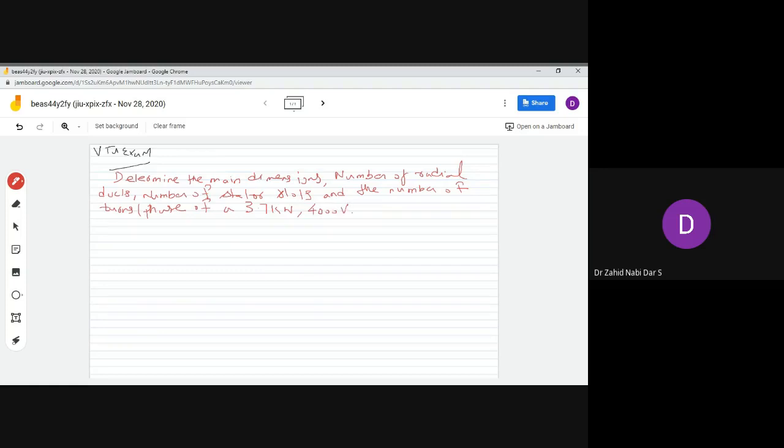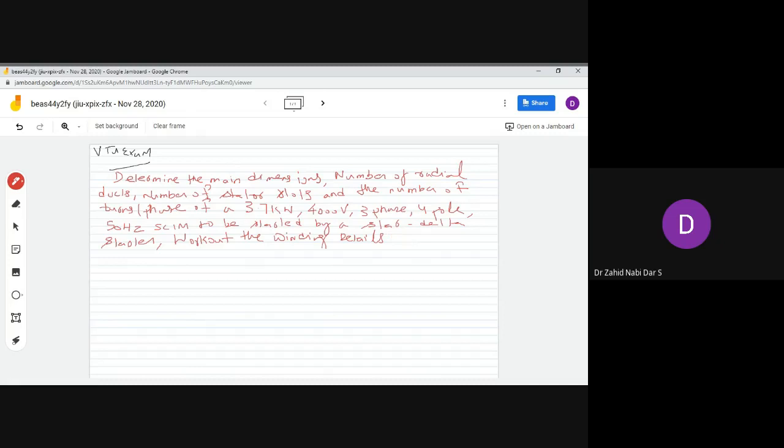400 volts, 3 phase, 4 pole, 50 hertz squirrel cage induction motor, okay, SCIM, to be started by a star delta starter. So work out the winding details.